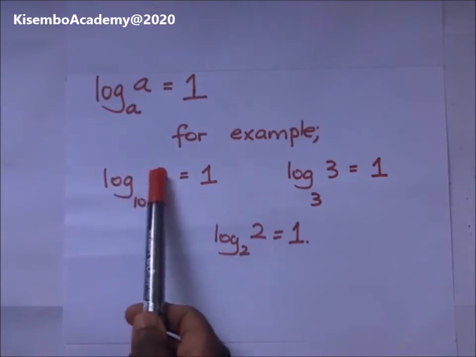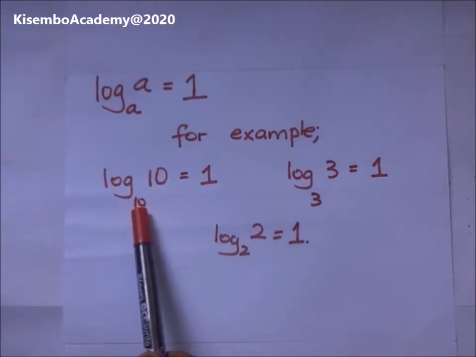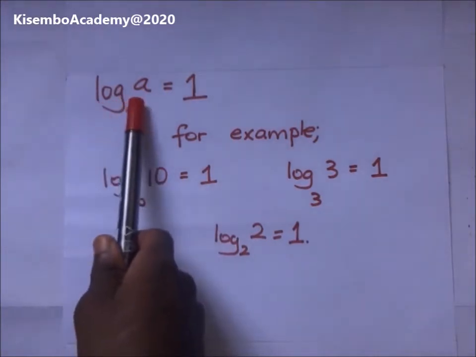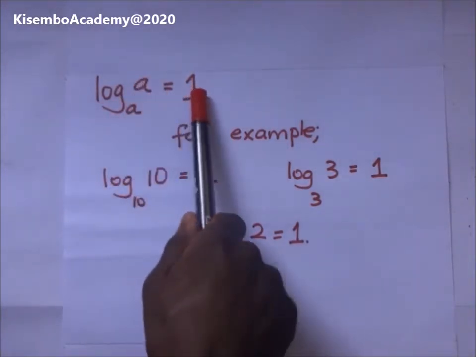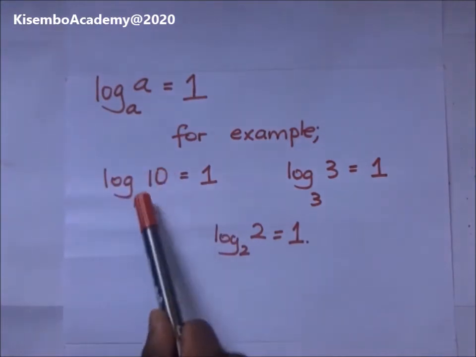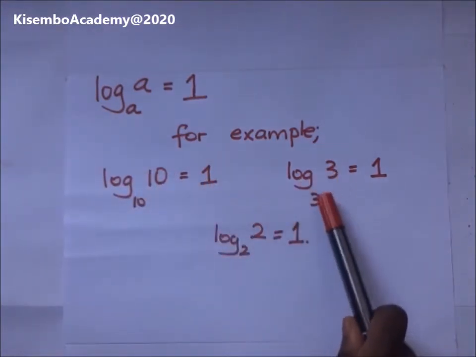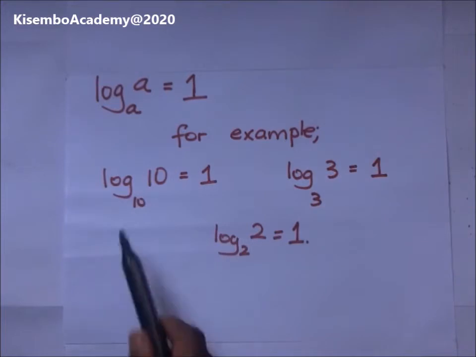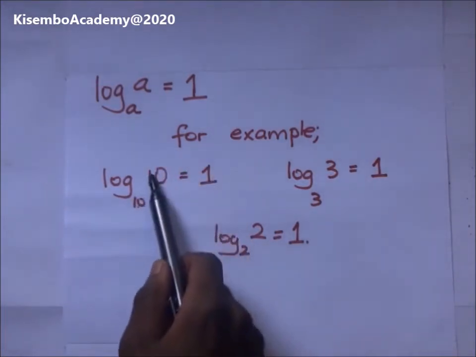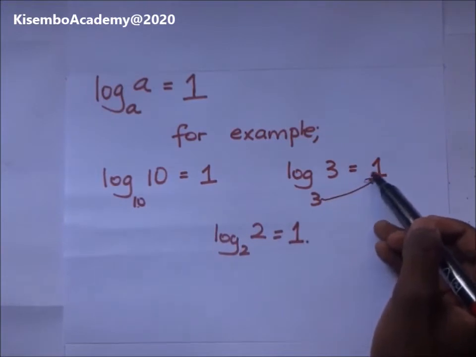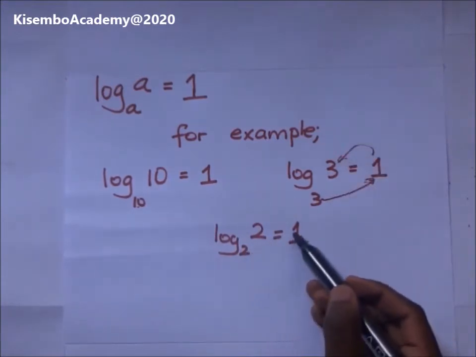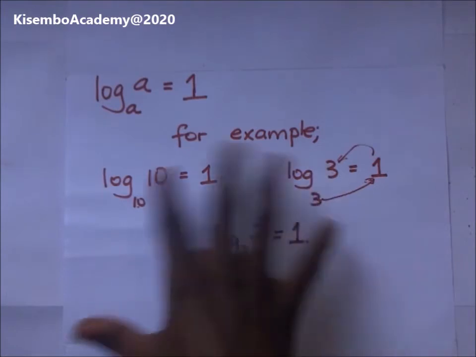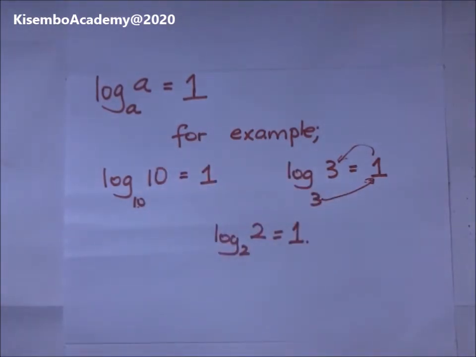When the logarithm of a number and the base are the same, the answer is always equal to 1. For example, the logarithm of 10 base 10 is 1. The logarithm of 3 base 3 is equal to 1. The logarithm of 2 base 2 is 1. And if you convert them to index form, it is 10 to the power 1 is equal to 10, 3 to the power 1 is equal to 3, 2 to the power 1 is equal to 2. So this is another property that should be at the back of your head when you're interpreting logarithms.